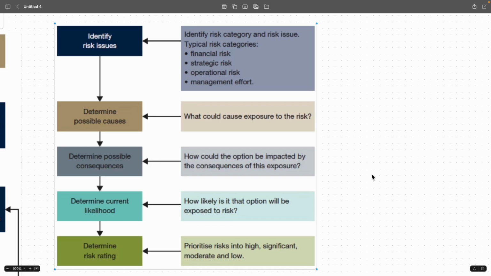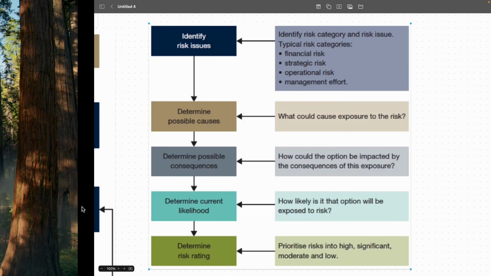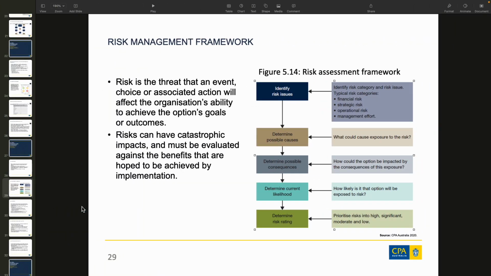Got it? Now, when we do this likelihood and impact, we can come to this diagram in your textbook. Let me just get to the textbook first. Right, you will have this diagram for your risk assessment. In terms of types of risk, let's have a look at the types of risk. In terms of strategic risk, you have the following.